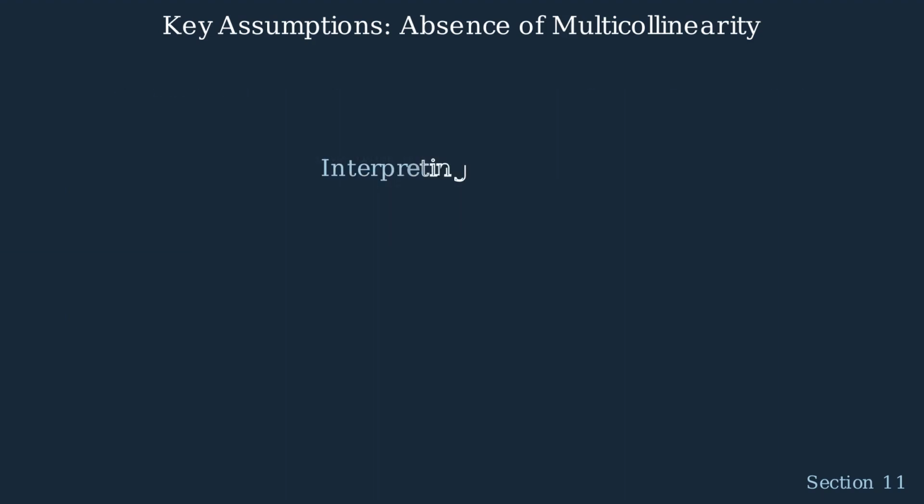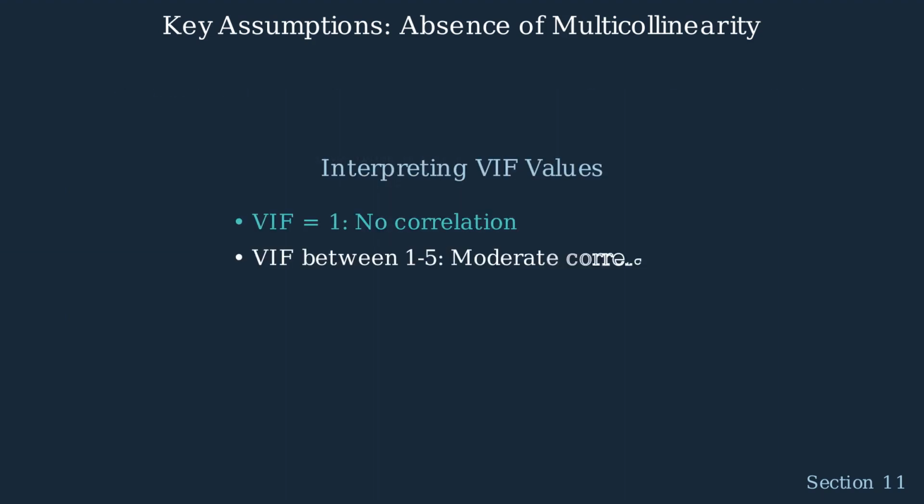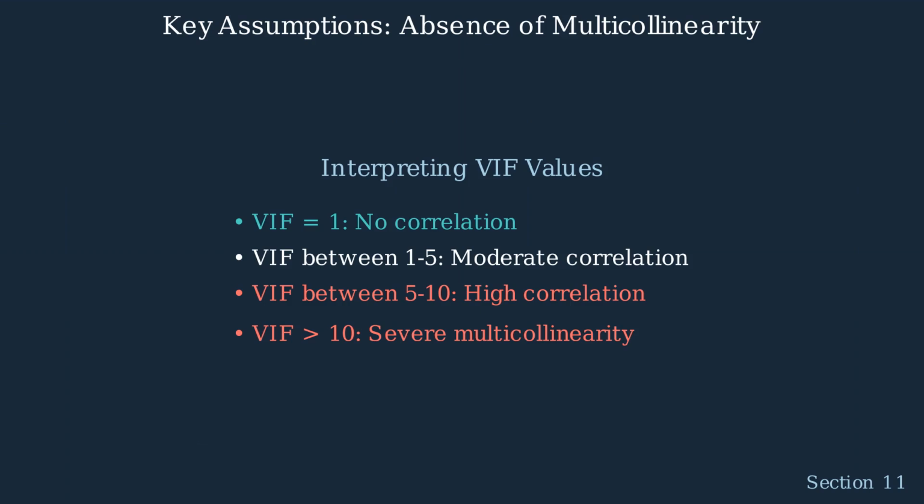But how do we interpret VIF values? A VIF of 1 means no correlation. Values between 1 and 5 suggest moderate correlation. Values between 5 and 10 indicate high correlation that may be problematic. And values above 10 signal severe multicollinearity that needs to be addressed.